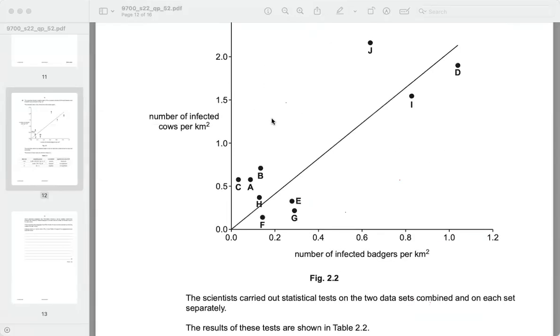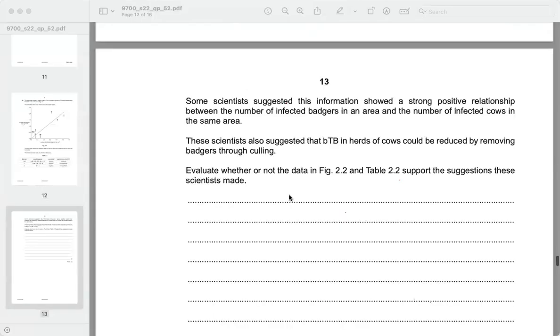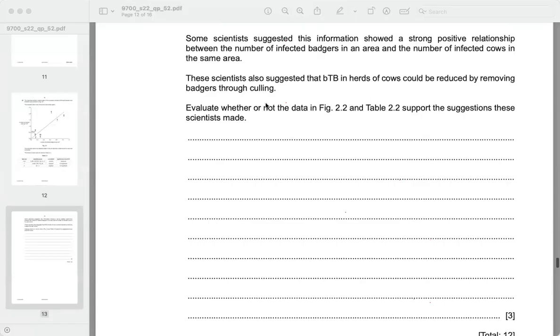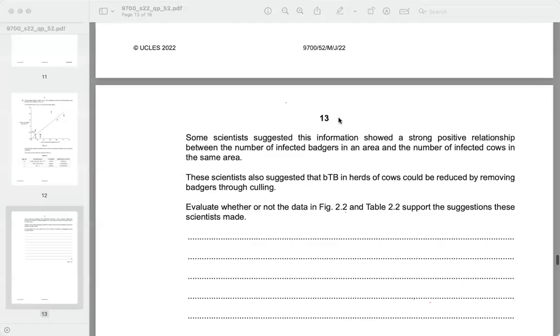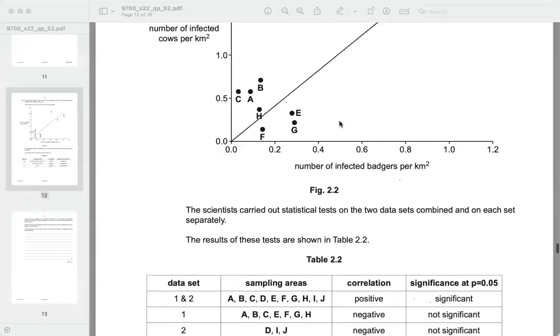Now, if you look at the graph, here they're asking in the question whether or not the data supports the suggestion. So this is asking you to write what is in support and what is not in support. The first part you will start with is what supports. And we cannot write unless we have a look at both of them, that is the table as well as the graph.